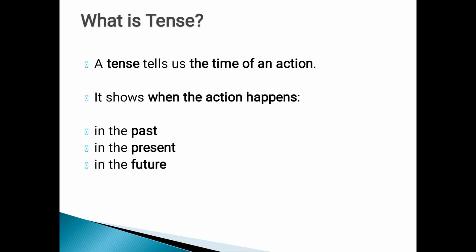A tense tells us the time of an action. In other words, tense explains when something happens: in the past, present, or future. Dear students, let me give an example. If I say I play football, then I say I played football, and then I say I'll play football. In these sentences, the action is the same, but the time is different. That difference is shown by the tense.